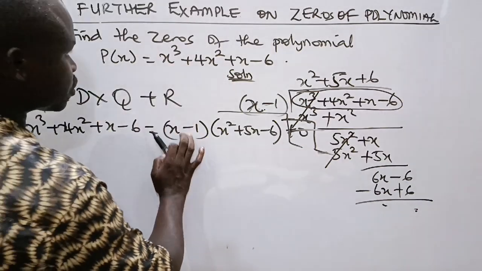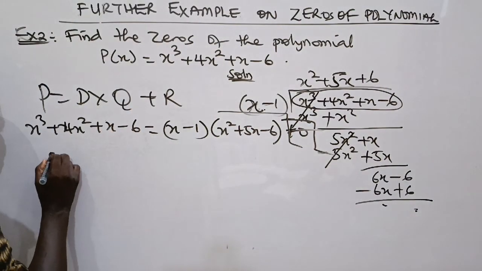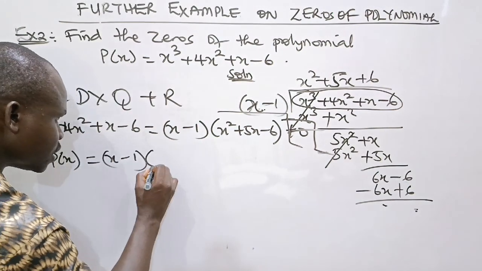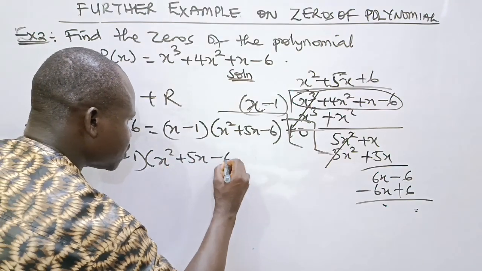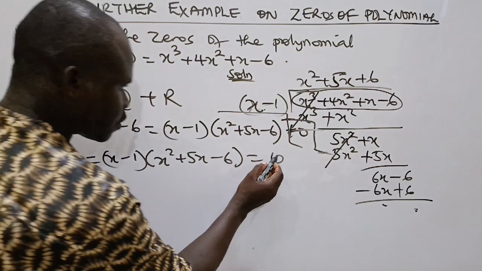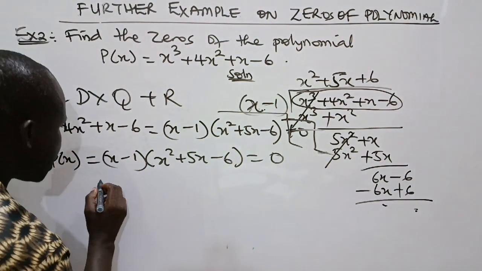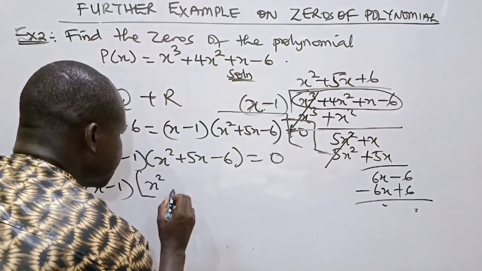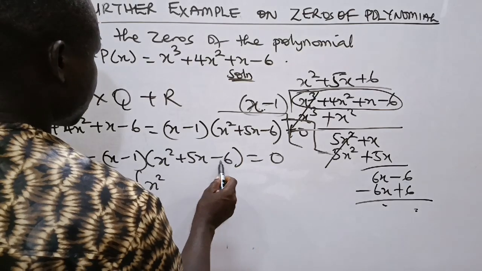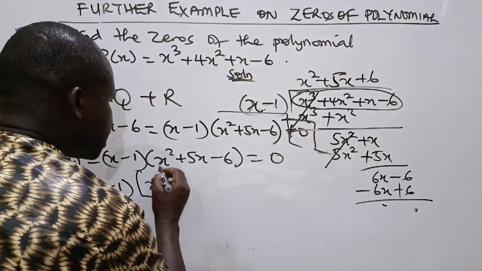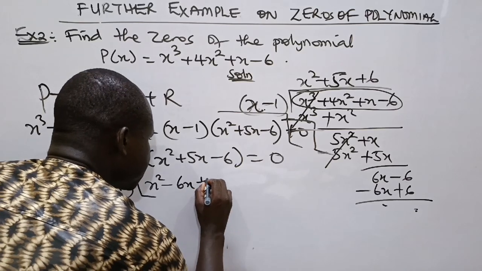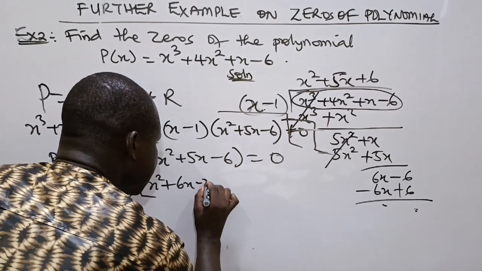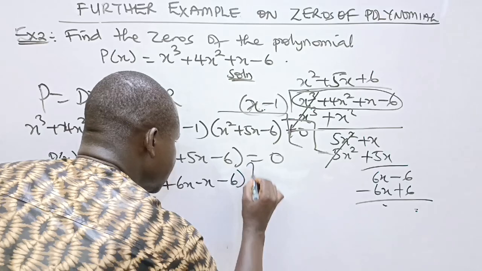So if you want to find the zeros of this polynomial, we say that the zero of p of x, which is now defined as x minus 1 times x squared plus 5x minus 6, is equal to 0. Just equate the right side to be 0. So from here we have x minus 1. Then of course I can factorize what I have here. This will be x squared, then this is minus 6. What are the two factors of minus 6?